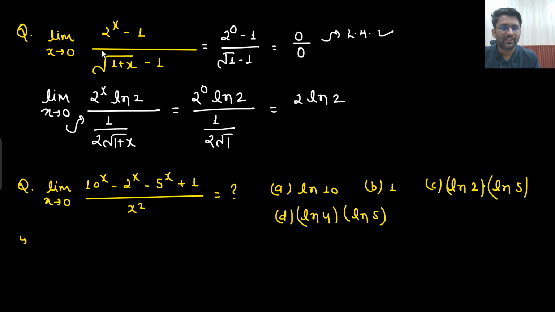So a to the power x will have the differentiation of a to the power x ln a. Understandable? And then under root 1 plus x will have the differentiation of 1 by 2 under root 1 plus x. Put x equals to 0. This will become 1 by 2. So this 1 by 2 goes upward. 2 ln 2 will be the answer, or this could be written as ln 4 as well, which you already know. This is the answer.